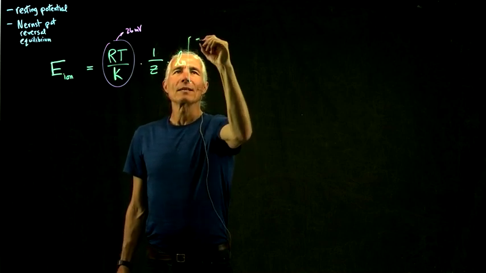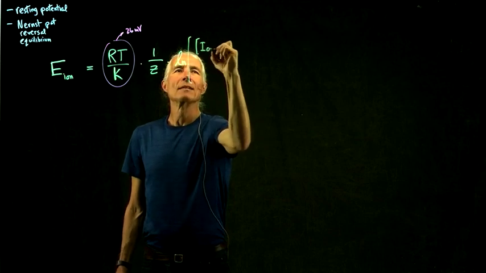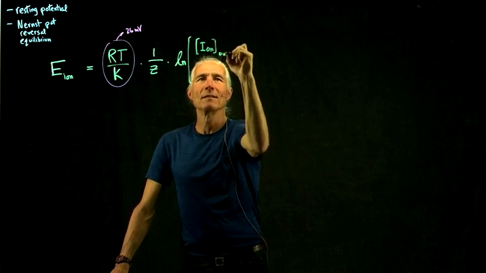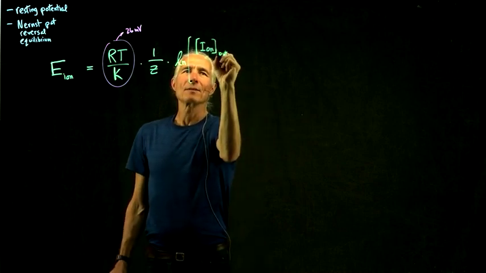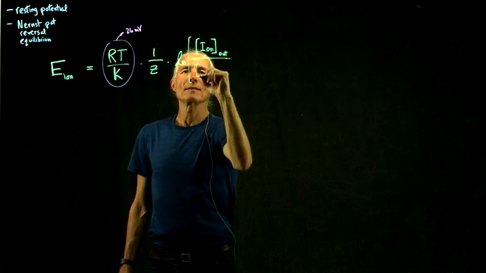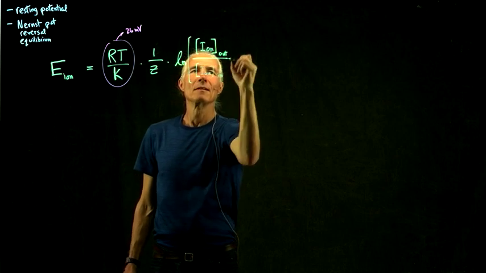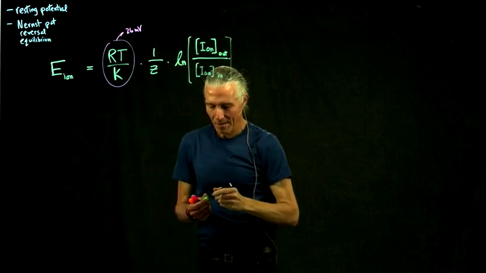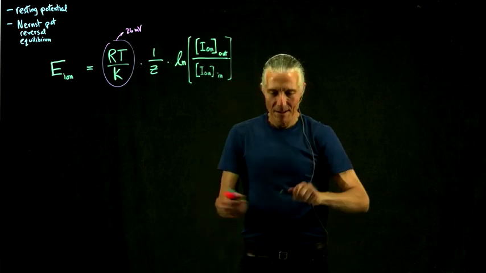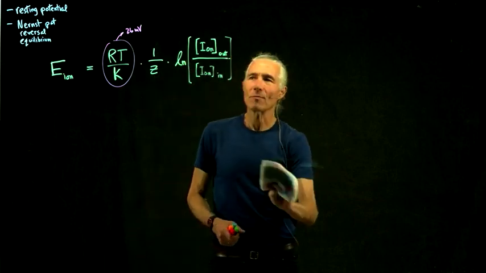And what it is, the concentration of the ion that's outside of the cell. That's the way a chemist would write concentration, with brackets, divided by the concentration of that same ion inside the cell. So now what we want to do is try to look at how that equation works.